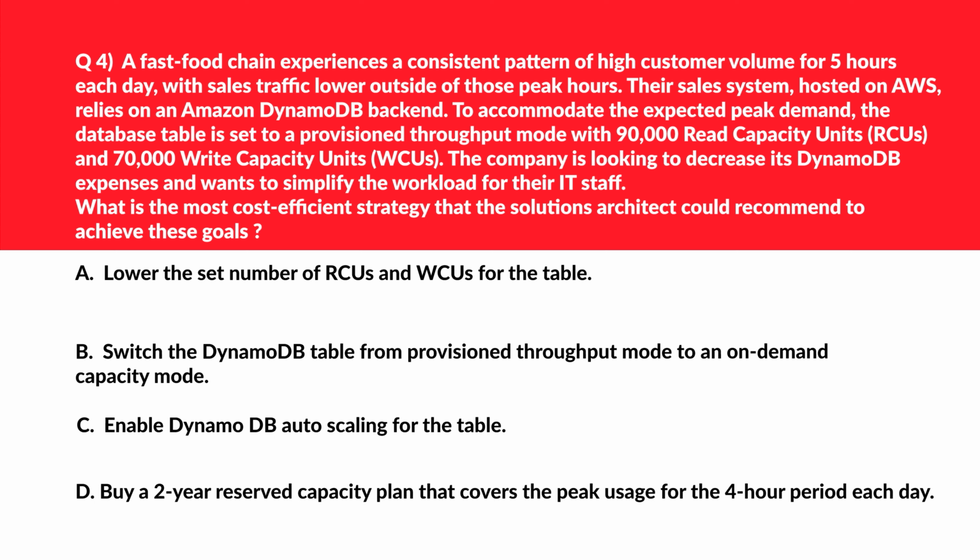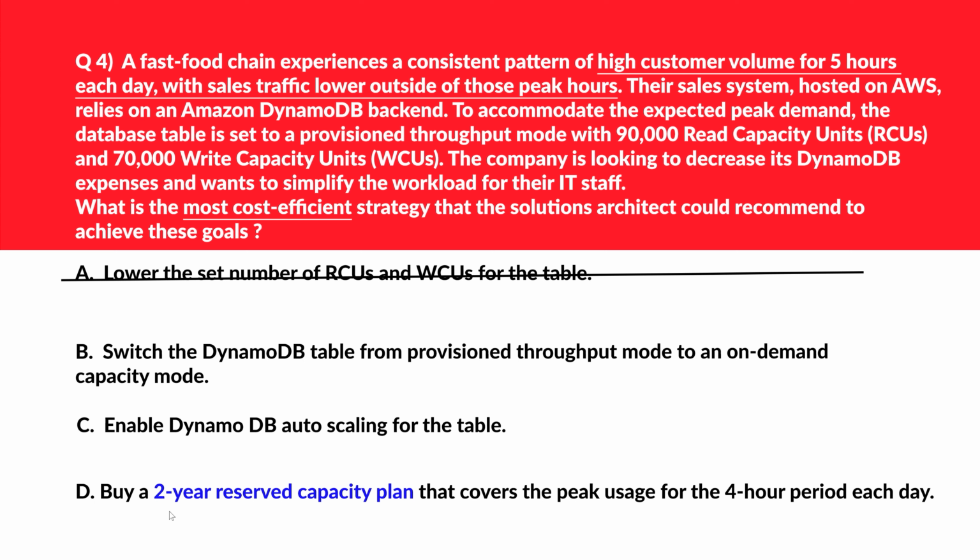Okay, let's tackle this question now. We'll first look at option A. A says lower the set number of RCU and WCU for the table. Simply reducing the provisioned RCU and WCU could lead to insufficient capacity during peak hours and potential throttling. Therefore, incorrect choice.